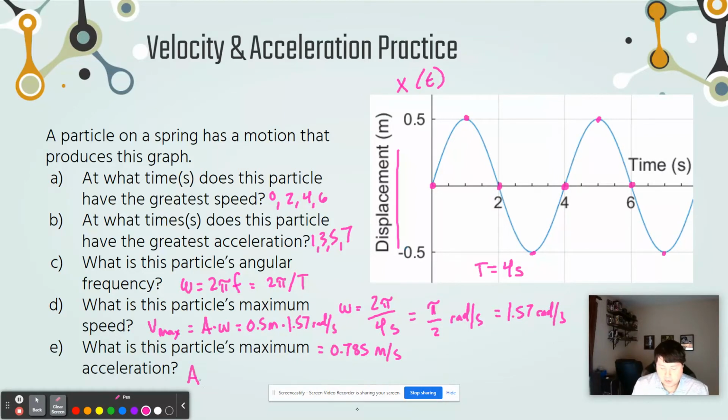Then lastly, for acceleration, remember that Amax is A omega squared. So it's a very similar calculation to what we just did. We're going to do 0.5 meters times 1.57 radians per second, squared. So I'll do 0.5 times 1.57 squared, and I get 1.23 meters per second squared.